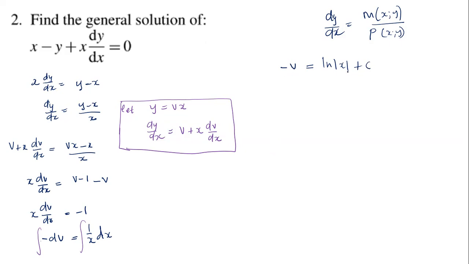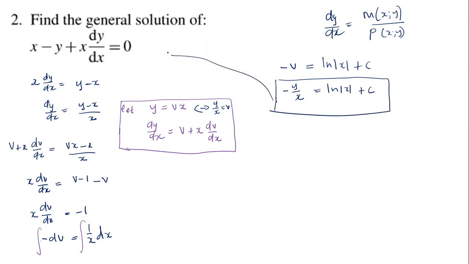We are not looking for v. Our general solution is supposed to be in these two variables, x as well as y. So now, substituting v, we remember this can also be written as, let's make v the subject of the formula. We're going to have y over x equals v. So now here we're going to have negative y over x equals the natural log of x plus c. And therefore this will be the general solution to this differential equation.